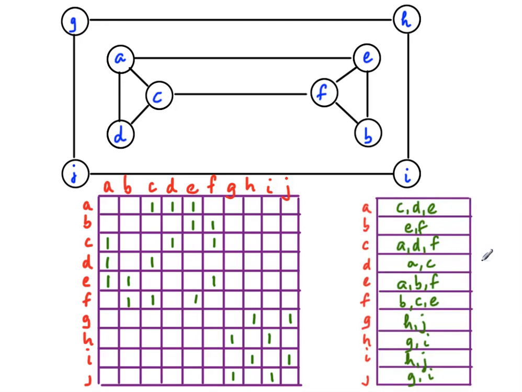So on the other hand, here is the adjacency list representation of the same graph. So for each vertex, we have a list of vertices which are connected to that vertex by an edge. So A is connected to C, D, and E, B is connected to E and F, and so on. So look at this graph. Each vertex has either 2 or 3 neighbors, and it's pretty clear that in such situations the adjacency list is actually much more compact than the adjacency matrix, in which most of the entries are actually 0.